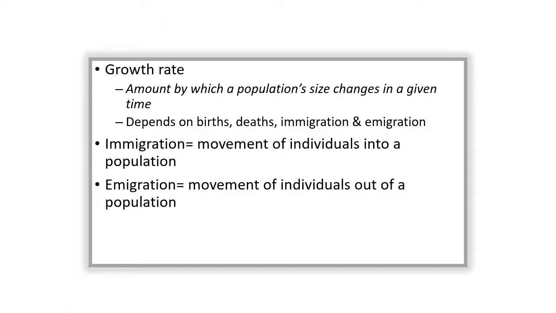So the growth rate is the amount by which a population's size changes in a given amount of time, depending on birth rates, death rates, immigration, and emigration. So natality or birth rate, mortality or death rate, immigration or who's moving into a population. So think immigration, going in; emigration, exit. E for exit, I for in.